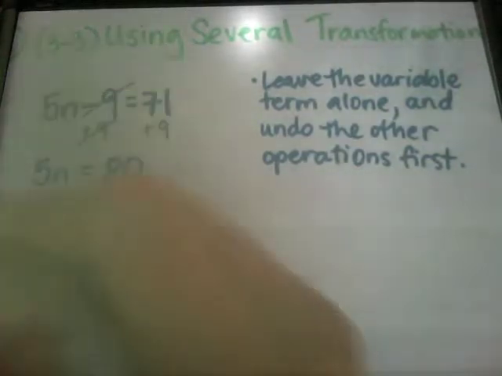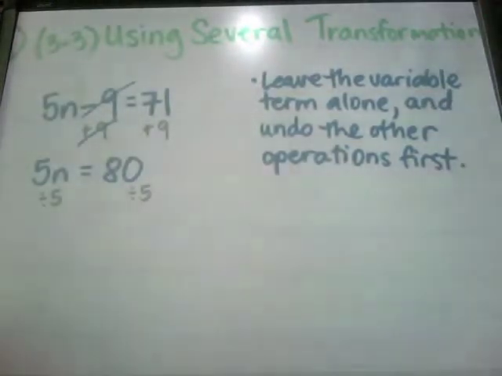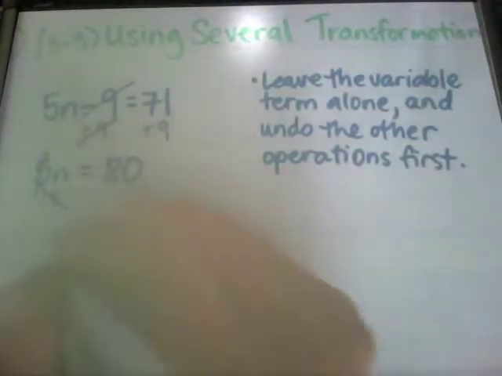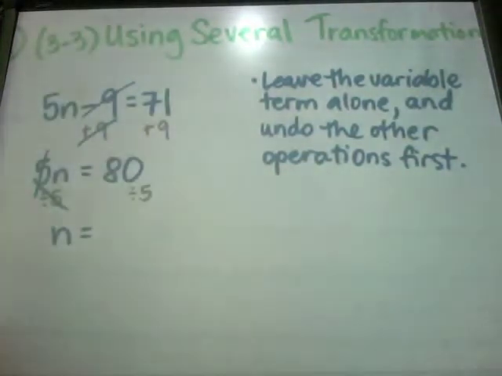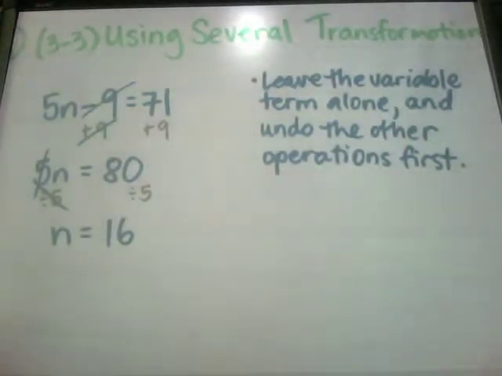Now, just like yesterday, since it's multiplication, I do the opposite. I divide by 5 on both sides. 5 divided by 5 makes 1, and 1n is what I need to have. 80 divided by 5 is 16. So we're using the same strategies of undoing by doing the opposite on both sides. It's just that we're going to have a lot more to do.